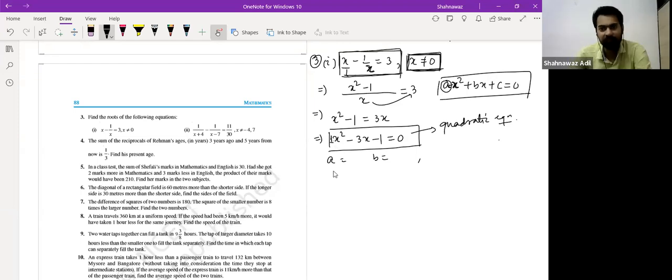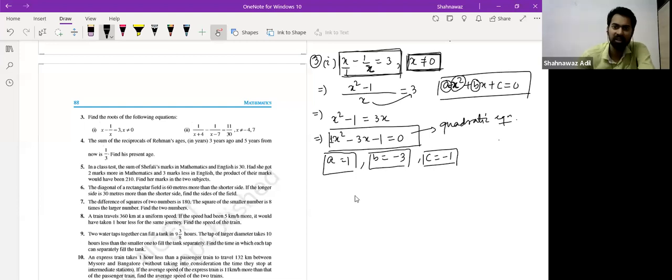So what is A? 1x square? No, we just forget this x square part. We have to write what is sitting beside x square. So only 1, right? And then you have B. So what will be B? Only the number sitting beside this x. Minus 3, correct. And C is minus 1. So now we know what is A, B, and C.